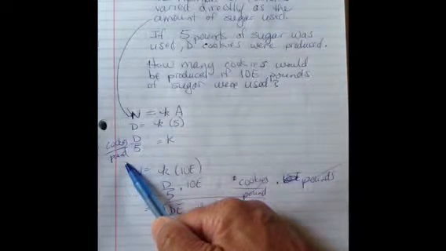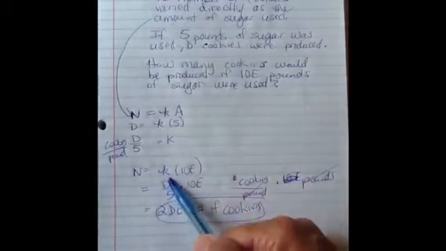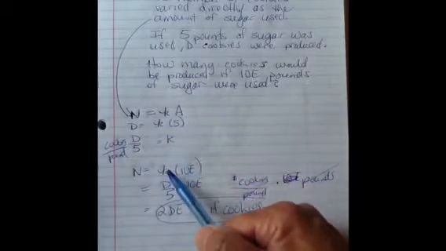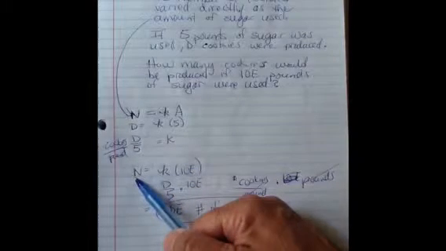How many cookies would be produced if 10 pounds of sugar were used? Since this is a constant, it's the same direct variation. We use N equals K times A. We're looking for the number of cookies.